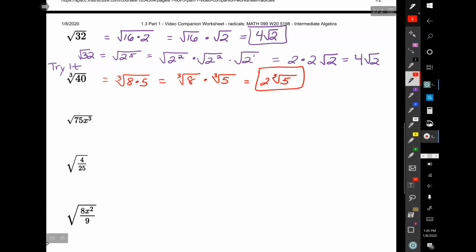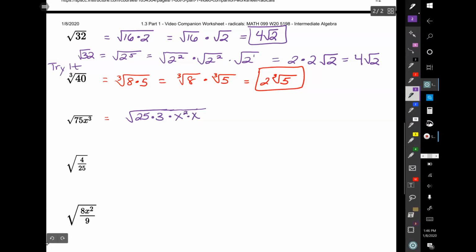The next problem is the square root of 75x cubed. So we want to figure out how to break down that 75 first. I would think of that as 25 times 3, because I know 25 is a perfect square. Again, you can use prime factorization to help you out if you're stuck with that. And the x cubed, I'm looking for perfect squares, so I'm going to write x squared, and then I know the leftovers would have to be x to the first.